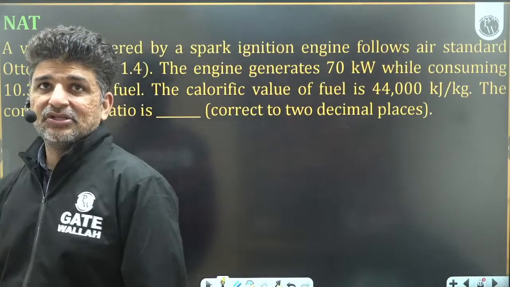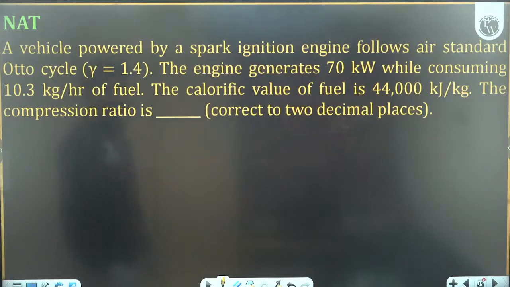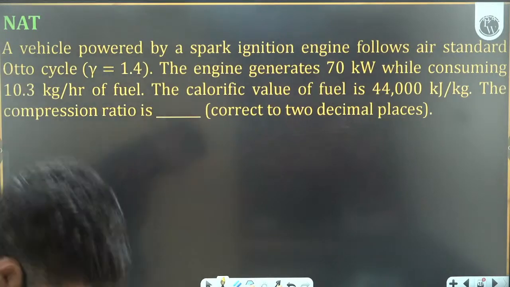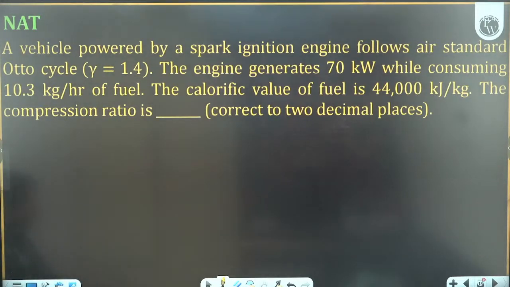Okay, chalo. So the next question says a vehicle powered by a spark ignition engine follows the air standard Otto cycle. Gamma is given as 1.4. The engine generates 70 kilowatt while consuming 10.3 kg per hour of fuel. The calorific value of the fuel is 44,000 kilojoule per kg. Calculate the compression ratio.